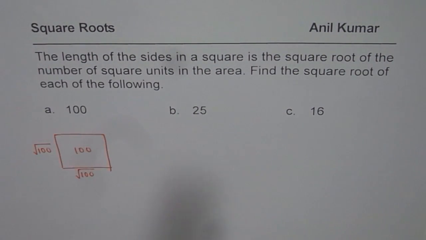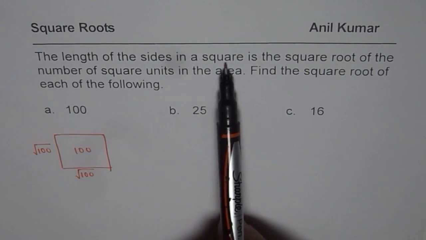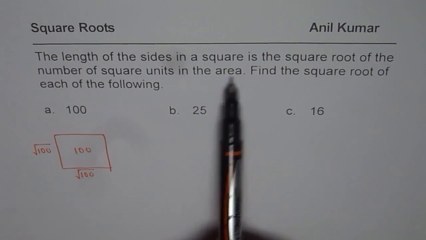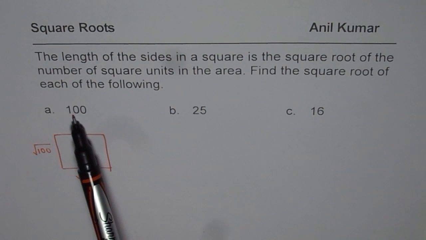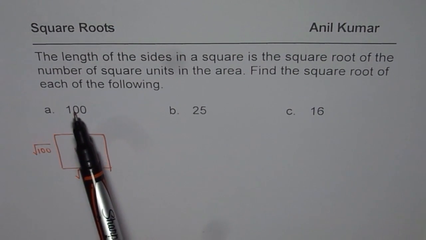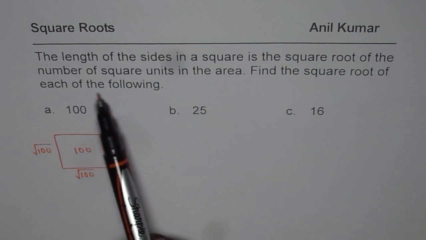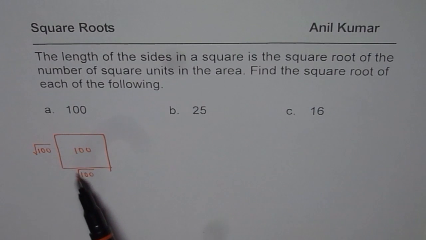Let's read the sentence again. The length of sides in a square is the square root of the number of square units in the area. Find the square root of each of the following. So we are given areas which are 100, 25 and 16. We need to find the square root of these. Once you find the square root of these, you actually get the length of the sides of the square. It's kind of like this, right?